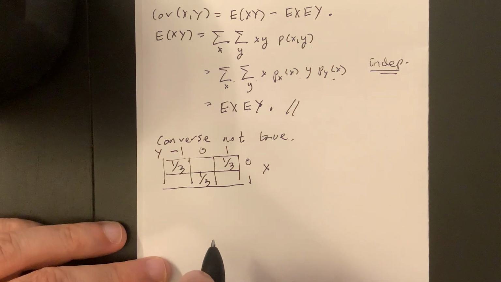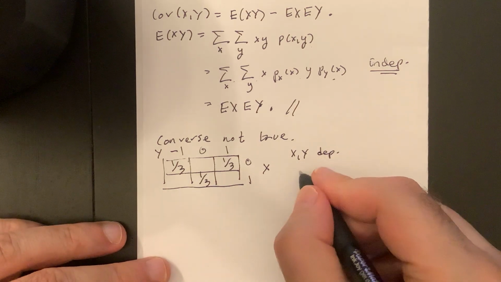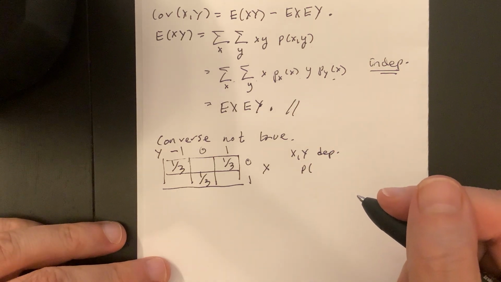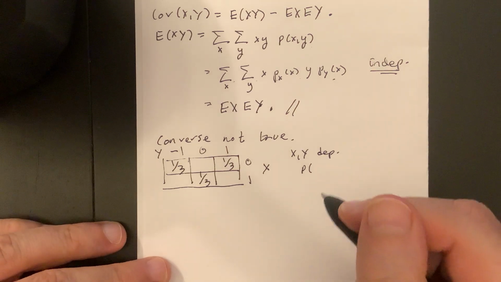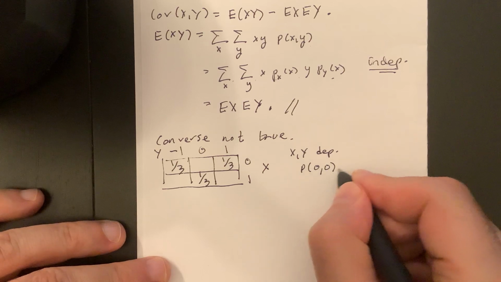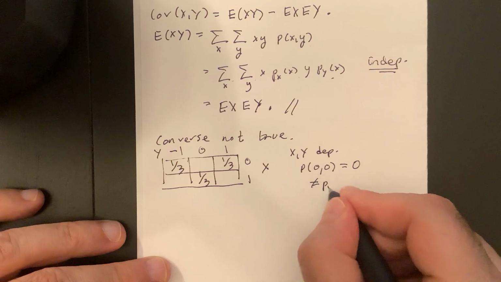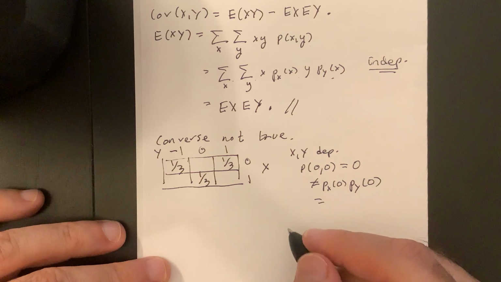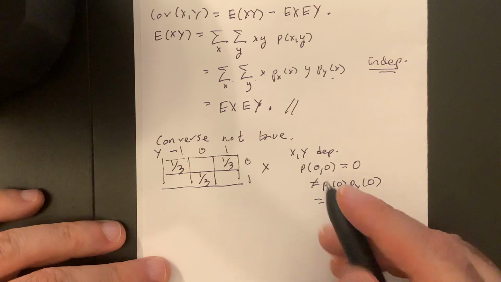All right, well, clearly X and Y are dependent. Why? Probability, let's say, there you go, 0, 0. The probability they're both 0 is 0. But that's not equal to pX(0) pY(0), which is equal to, X is 0, 2/3, Y is 0, 1/3.